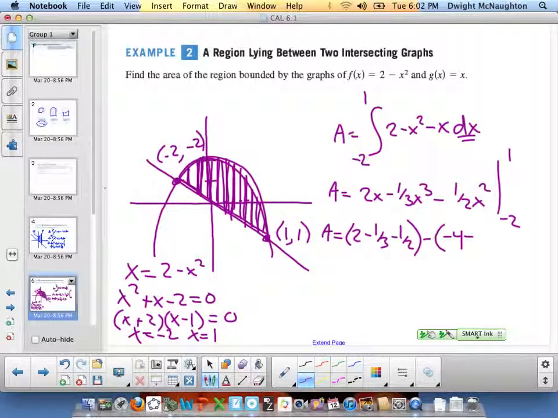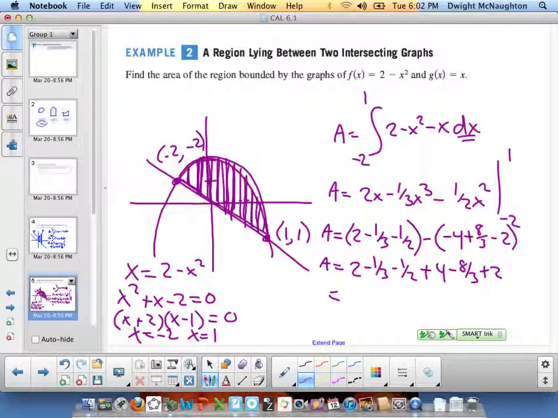-4 minus -2 cubed is -8. So minus a -8/3. If we stick in -2, -2 squared is +4. So 4/2 is 2. All right? We can kind of simplify this. So we've got 2 minus 1/3 minus 1/2 plus 4 minus 8/3 plus 2.